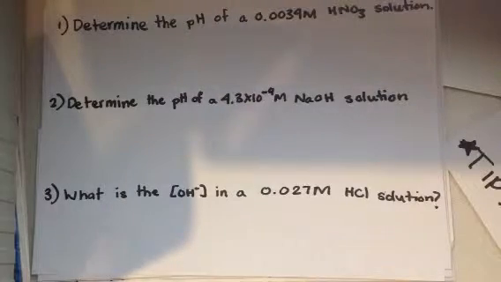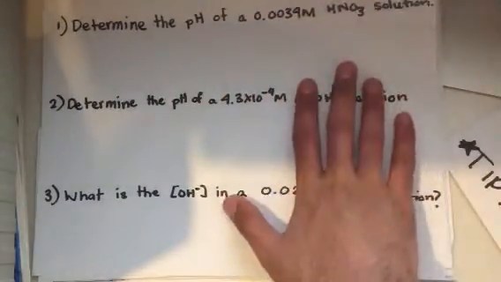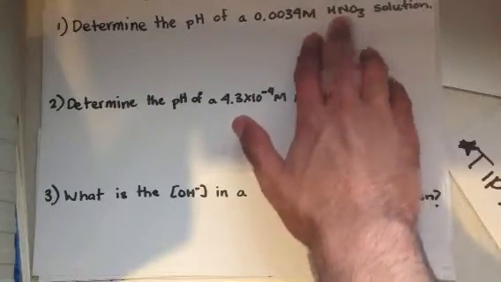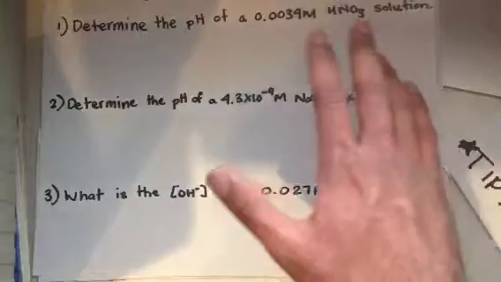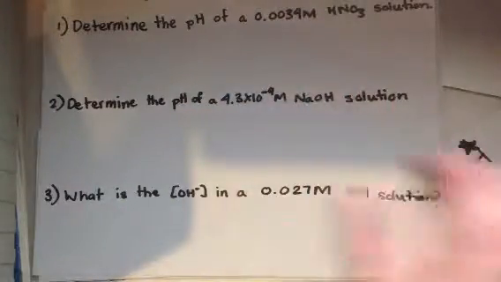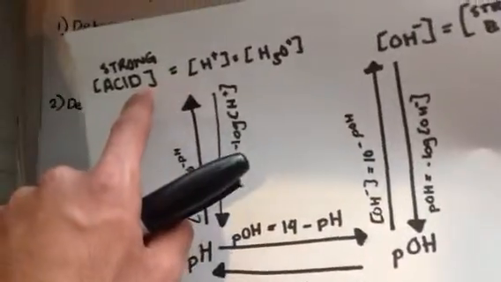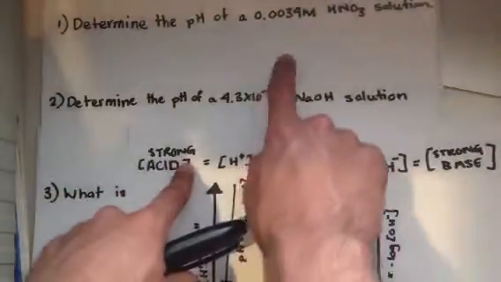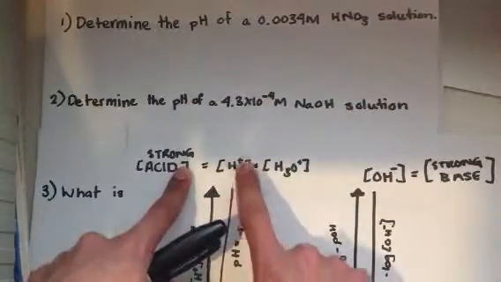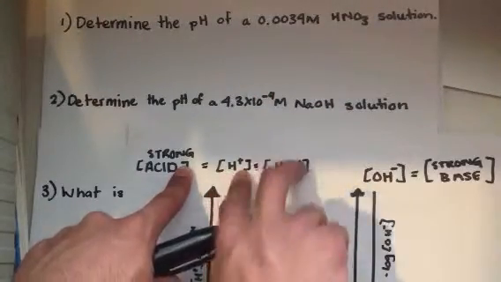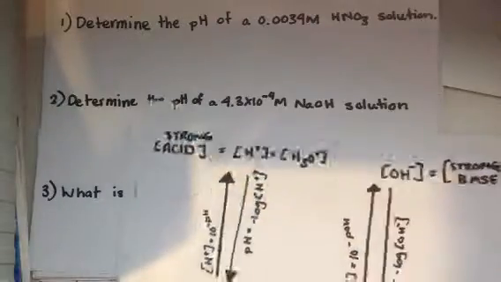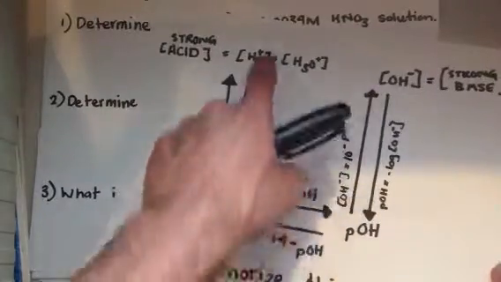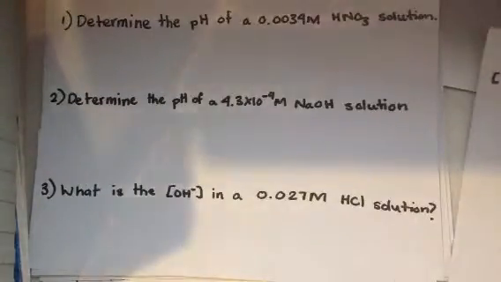So the first question is determine the pH of a 0.0034 molar HNO3 solution. So from your guys' data sheets, or if you guys are memorizing the strong acids, you'll know that this is a strong acid, meaning it dissociates 100%. So what we can do using the horseshoe then is we can say that the concentration of the strong acid, which we're given, is equal to the concentration of hydrogen ion or hydronium ion, and we can go to pH simply by taking the negative log going downwards. So let's go ahead and do that.